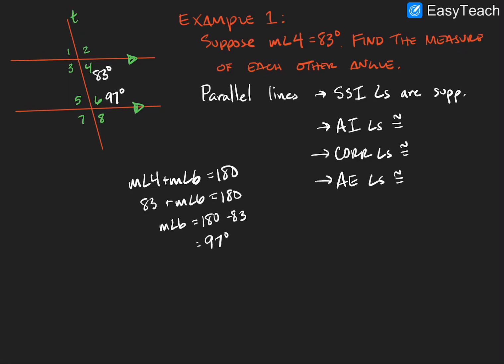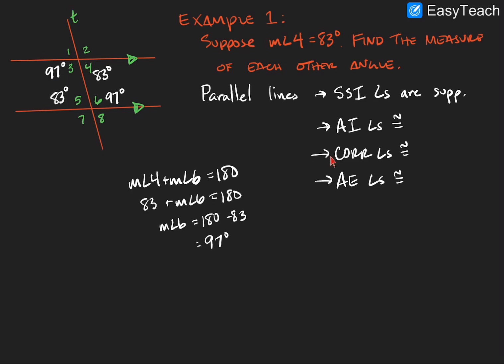Now we move on to the fact that alternate interior angles are congruent. Well, that would lead us to say that angles 4 and 5 would be congruent because they're alternate interior angles. So we can put 83 degrees down for angle 5. Also, we would be able to say that angles 3 and 6 are congruent because they're also alternate interior angles. So angle 3 is 97 degrees.